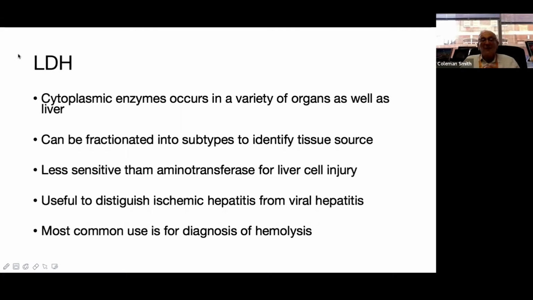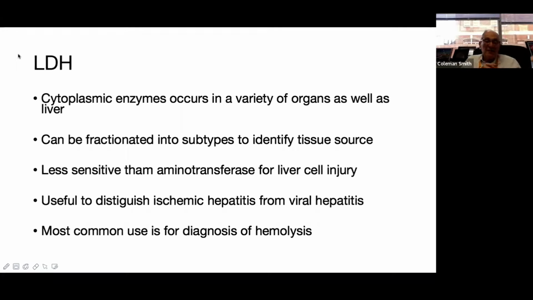LDH, once again, occurs in a whole lot of different tissues. It's less sensitive than aminotransferase to identify liver cell injury. Once again, you can fractionate it. There's 5 or 6 different subtypes. The major use, I find, is in the diagnosis of hemolysis.